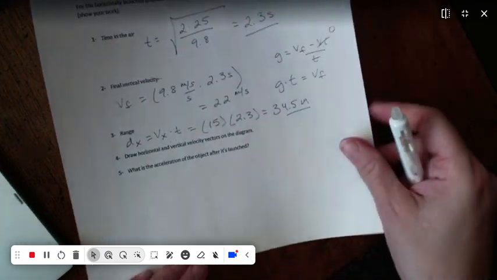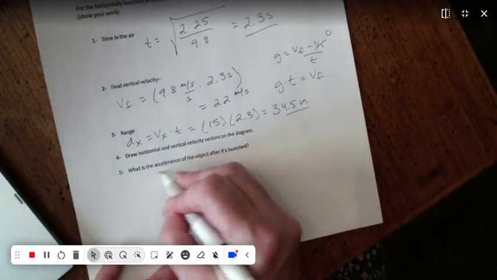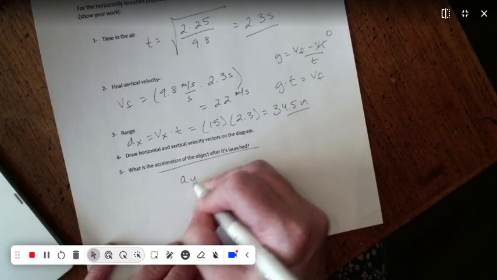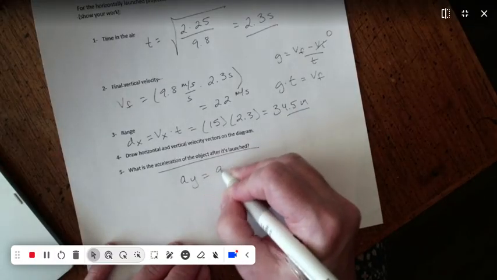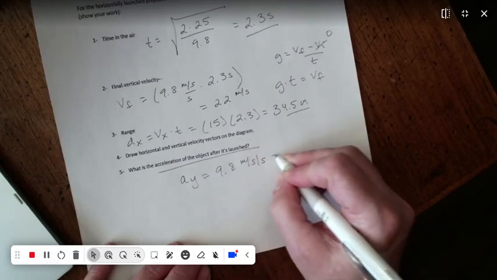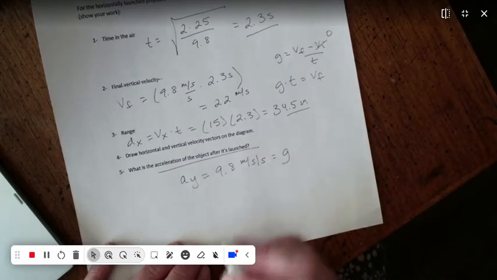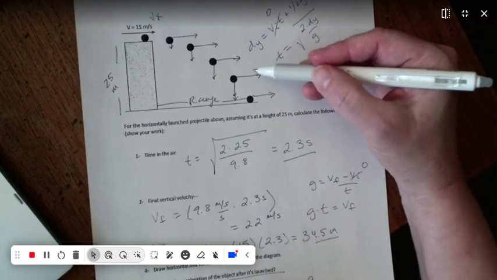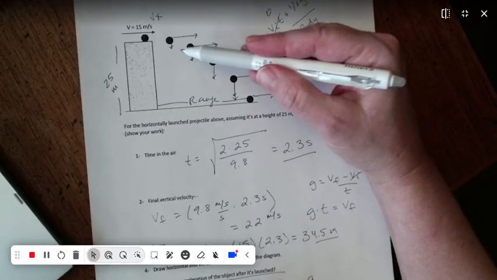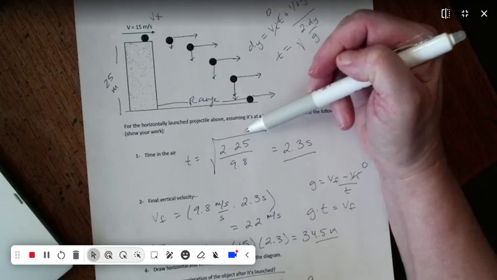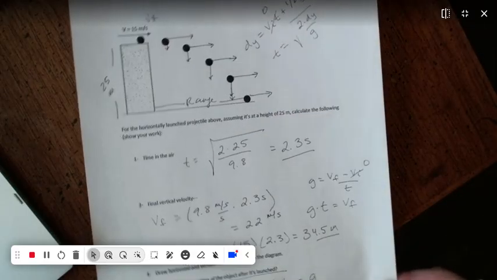Okay. What's the acceleration of the object after it's launched? My acceleration vertically is 9.8 meters per second per second. It's the same as g. In the x direction, I don't have any. I have a constant velocity. Okay. I have this constant velocity. But in the y direction, I'm speeding up every second by 9.8 meters per second because gravity's acting on me.